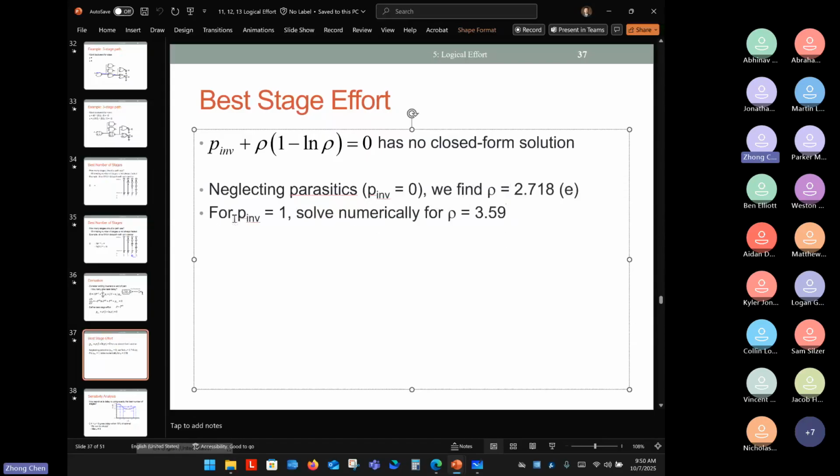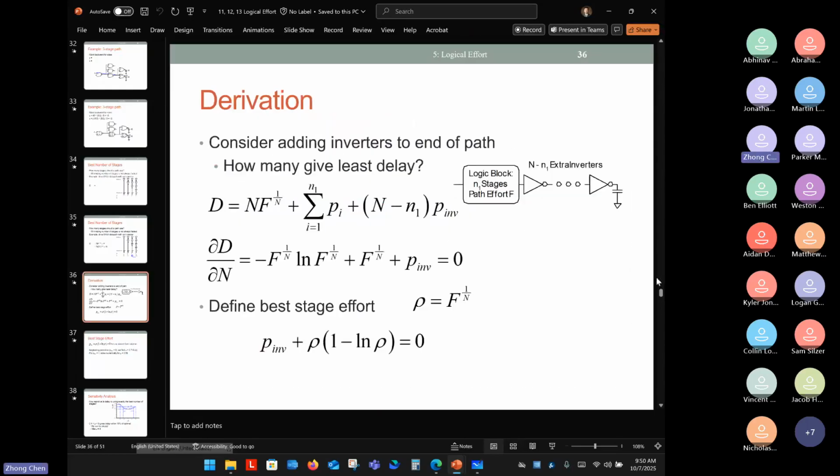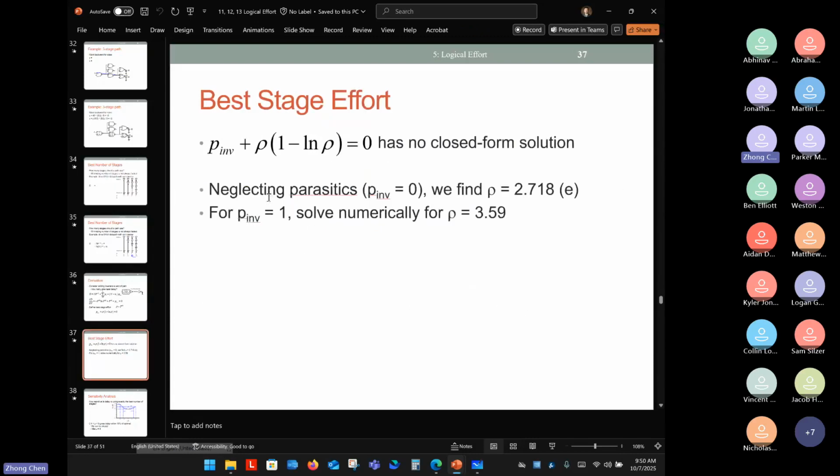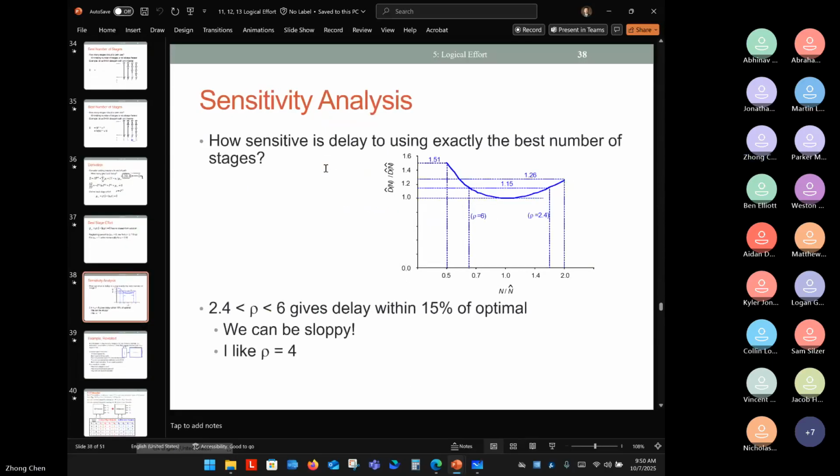So typically that is the best stage effort, no matter what the input and output values are. So if we can make the best stage effort f, which is rho here, equal to 3.59, then we should be able to achieve the least delay time. The d is equal to the minimum value for this design.